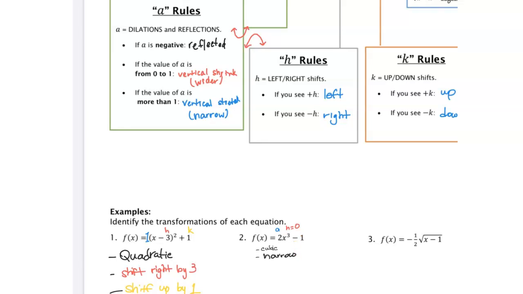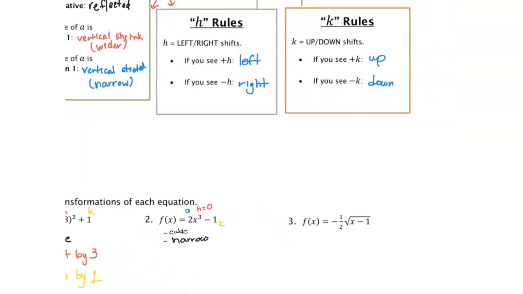Our k value is the last thing that we have. And our k is a -1. So since k is -1, here's our k rules. That means that we are going down by 1. So we have a shift down by 1. All right, next we have number 3.